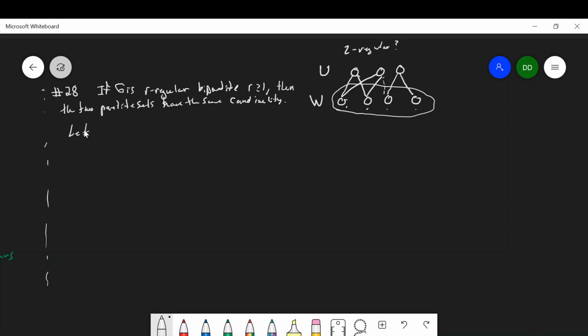So let me say proof, and actually let me use green. Proof, let G be an R regular bipartite graph, R greater than or equal to 1. You might find another way to prove this thing, but this is the way I thought of. And we want to prove that the two partite sets have the same cardinality, so let's give ourselves those partite sets. Say U and W are the partite sets.